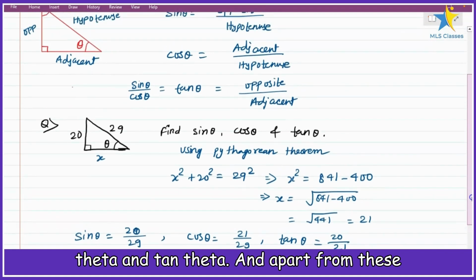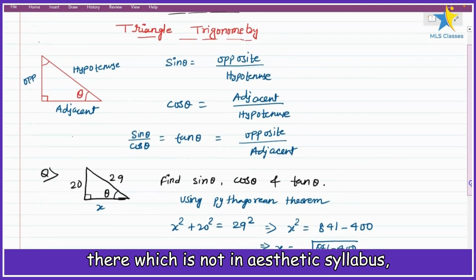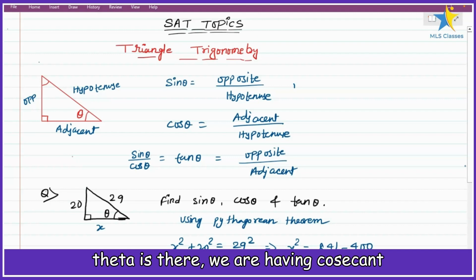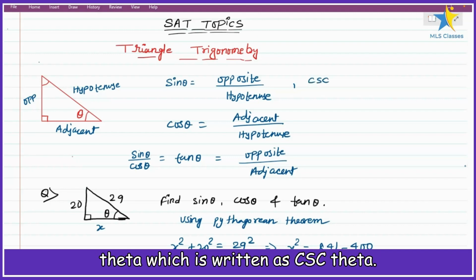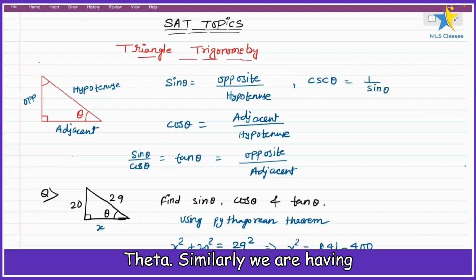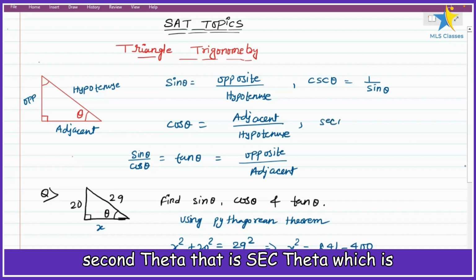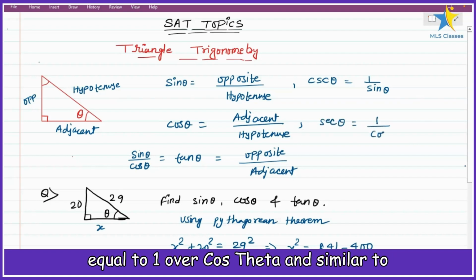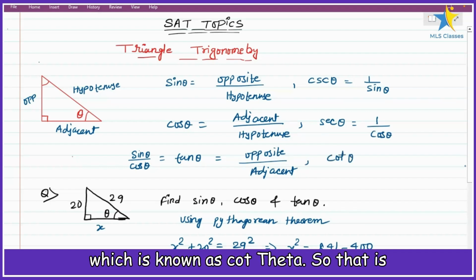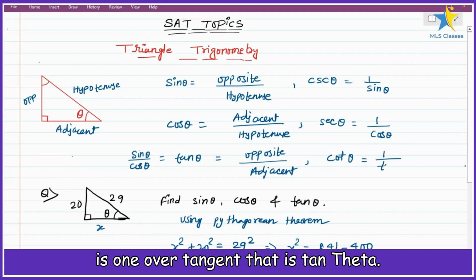Apart from these, three more trigonometric ratios are there, which are not in the SAT syllabus, but we can know them. We have cosecant theta, written as CSC theta, which is the reciprocal of sine theta. Similarly, the reciprocal of cos theta is secant theta, sec theta, which is equal to 1 over cos theta. And the reciprocal of tan theta is known as cot theta, cotangent, which is 1 over tan theta.